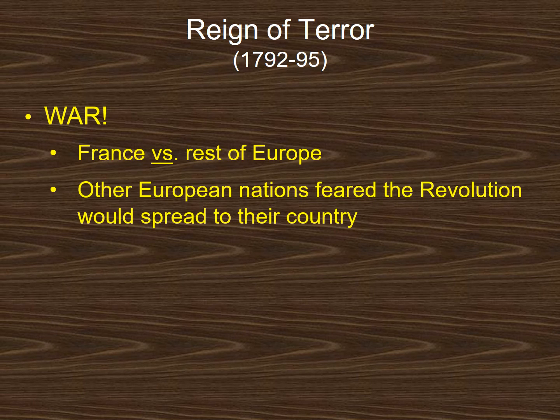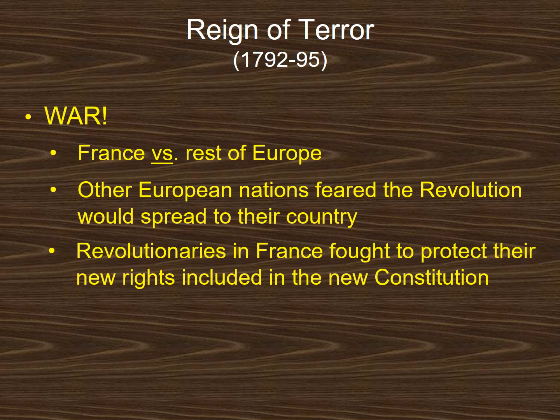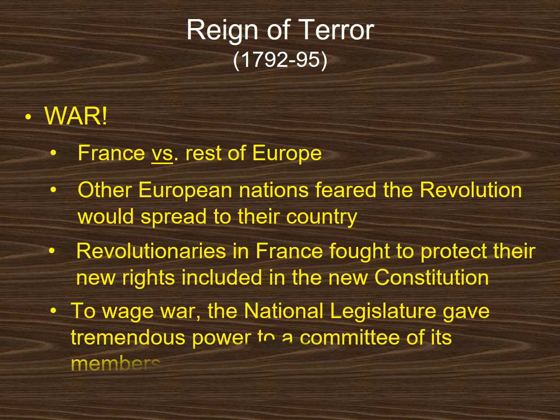Supporters of the revolution in France were very threatened by these actions because they thought all of the accomplishments of the revolution might simply be gone. So, to wage war and to protect the values of the French Revolution, the national legislature gave a tremendous amount of power to a committee of its members in order to protect the revolution and to fight this war.